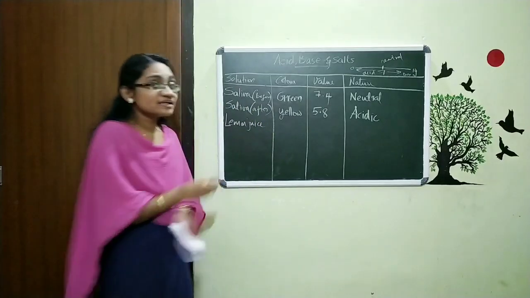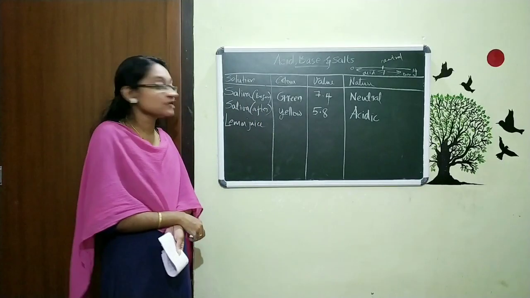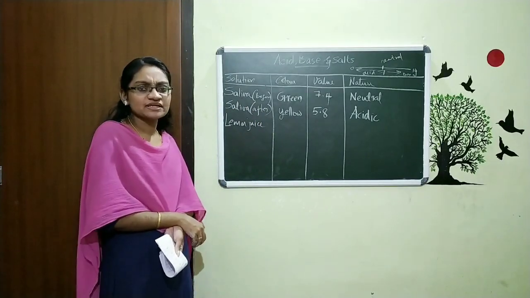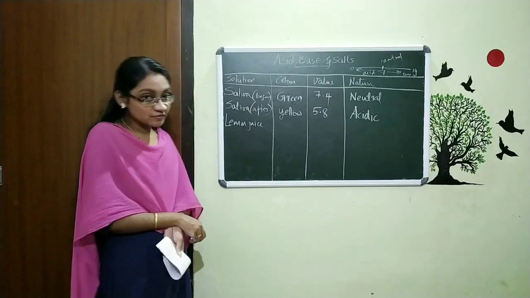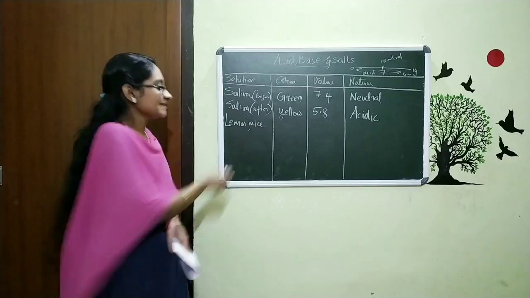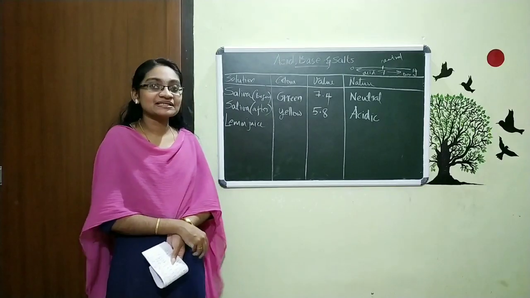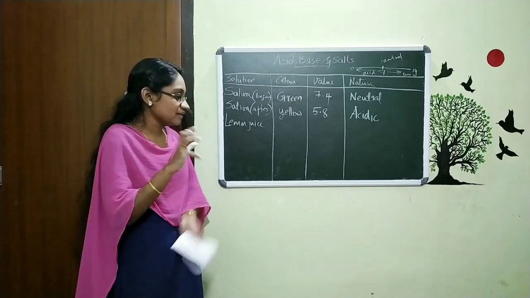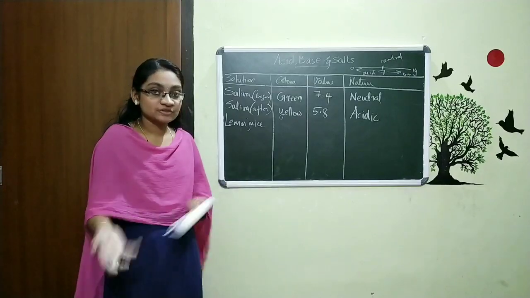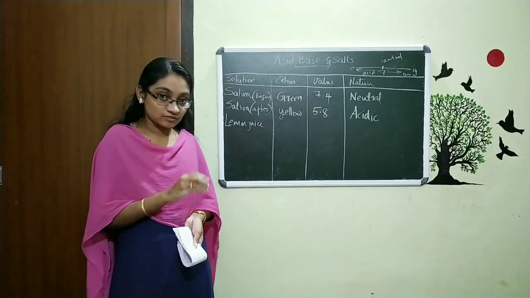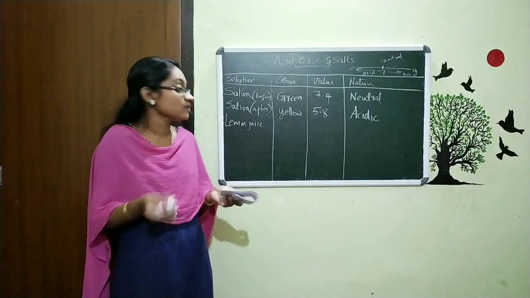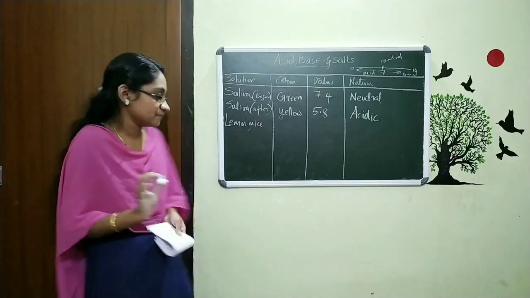Lemon juice. Don't get confused with the lime water and lemon juice. What is the lime water? Lime water is the chunnambu vellam. That is lime water. And this lemon juice is what we are making with the lemon, the water, lemon, the sugar, salt, like that. So that is the lemon juice and the lime water. Both of the things are entirely different. Don't think both of the things are the same.